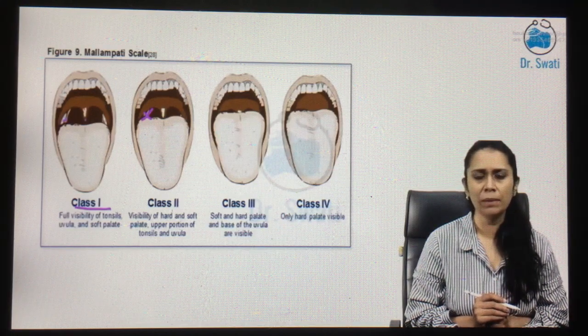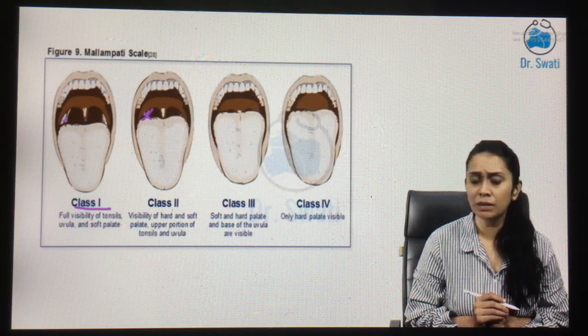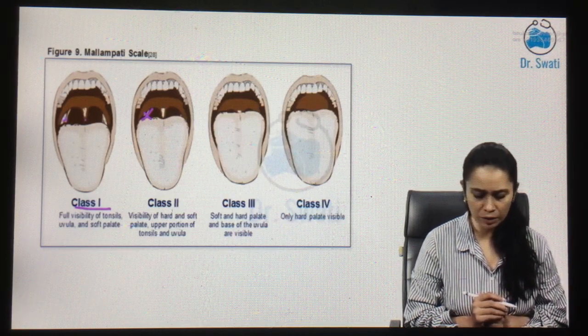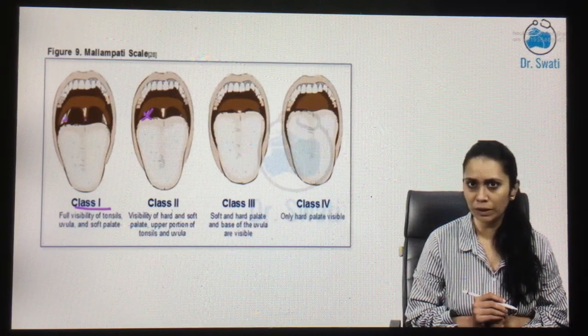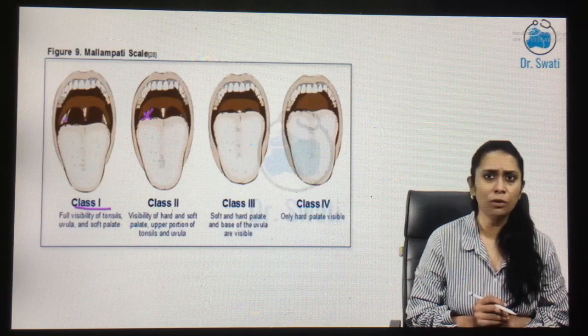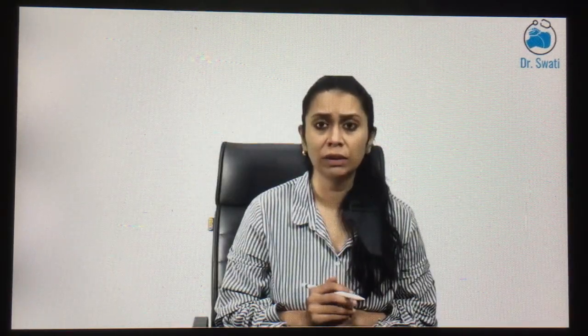Now what is gradually happening? Why am I interested in seeing these tonsillar pillars, uvula, hard palate, soft palate? Well, when I do laryngoscopy, I don't even bother to see these structures when I put in my laryngoscope. If I try to see so many structures, I will take so much time to do laryngoscopy.